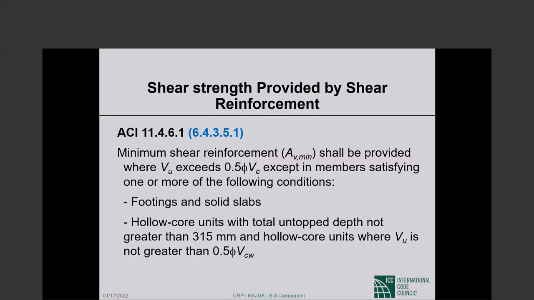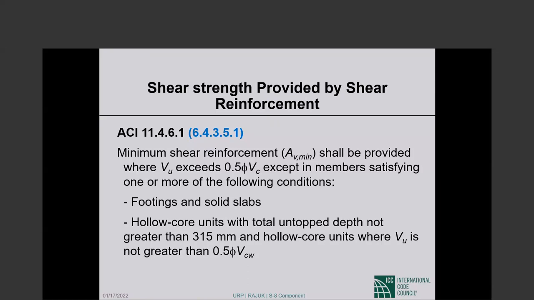Now, minimum shear reinforcement shall be provided where V sub u exceeds not phi times V sub c as you would expect, but 0.5 phi times V sub c. Okay. So please note that we provide minimum shear reinforcement as soon as V sub u exceeds 0.5 phi times V sub c, half the shear at which we would normally expect to provide shear reinforcement.